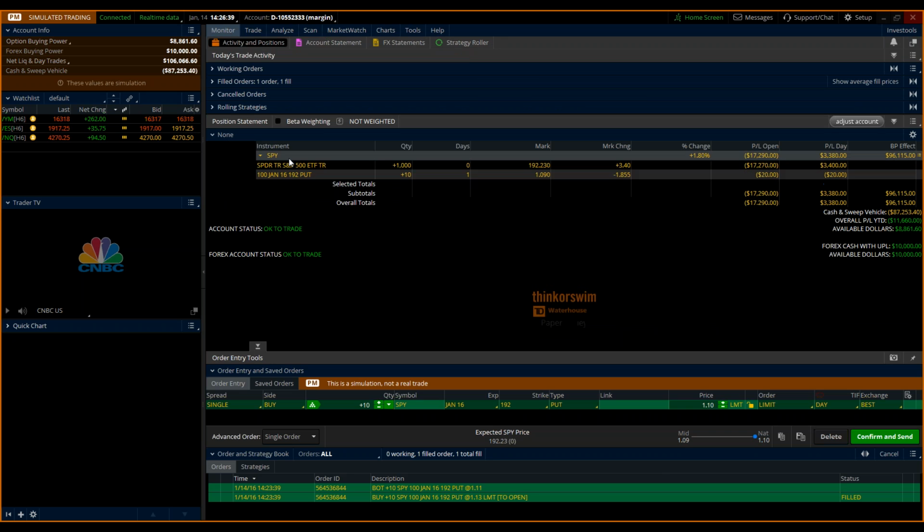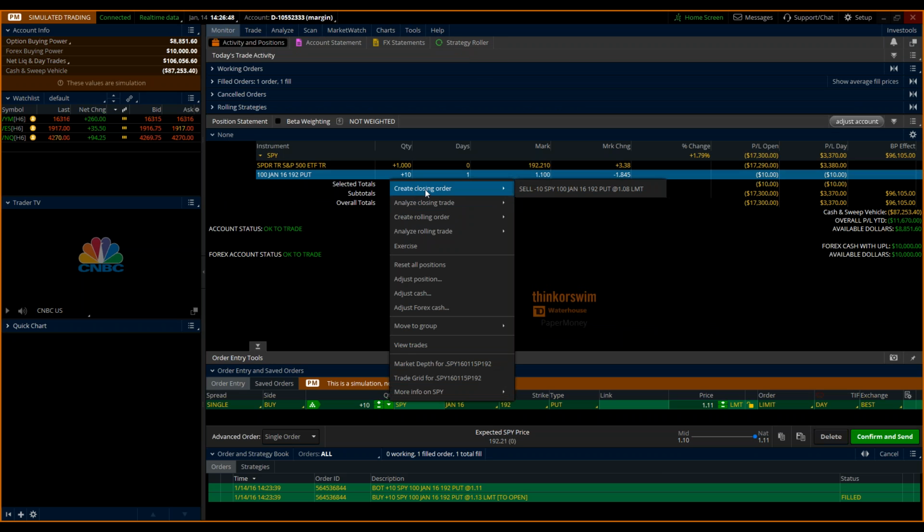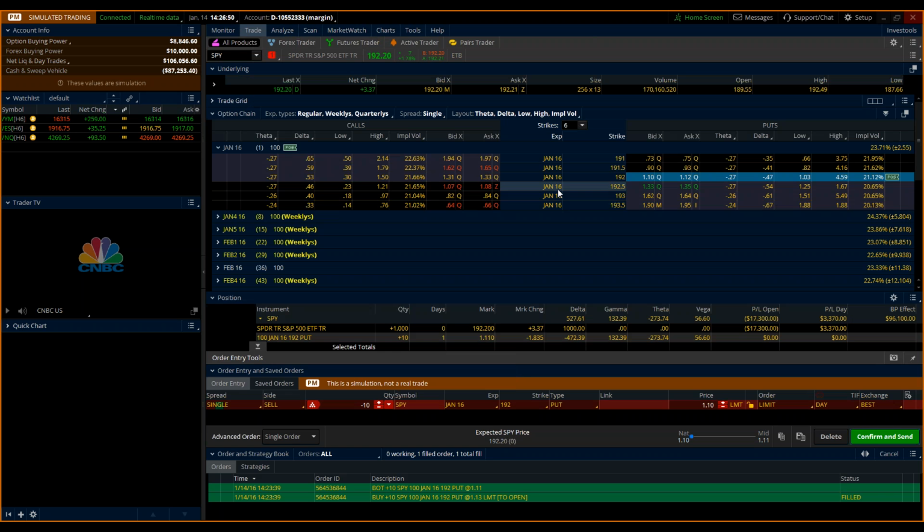There's my SPY, the put. Ignore this other one up at the top; that was for some demonstration purposes. I'm going to right-click here, create closing orders. I've got 10 contracts, and I'm not going to hit the button yet. I'm going to go down here to this burgundy, red color. This is my sell order. I'm going to change my sell price and move that up to $1.18.